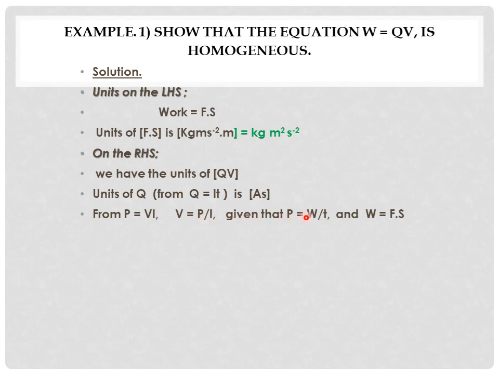We know that power is work done on time. And we also know that work done is force times distance. So in the place of power, we will be putting force times distance divided by time and divided by current. In the place of power, we are going to substitute work done divided by time. So voltage is power, which is work done on time, divided by current. And we know that work done is force times distance. So voltage is force times distance divided by time divided by current.